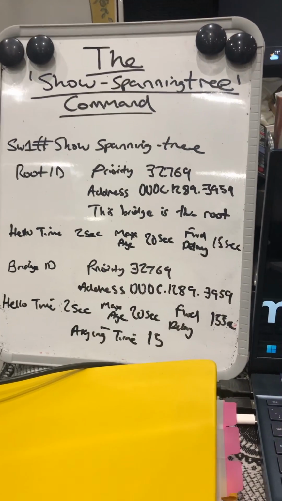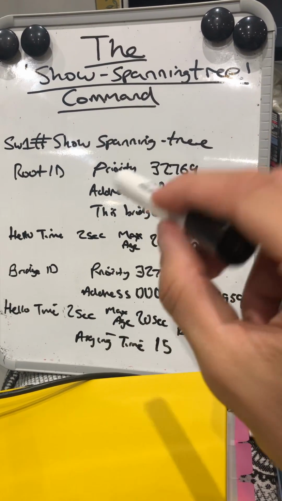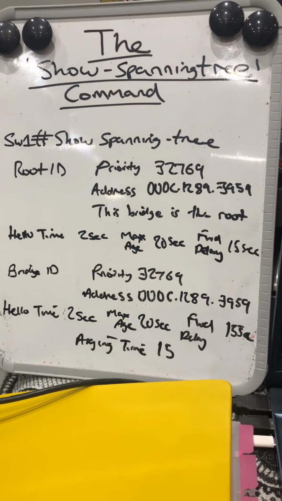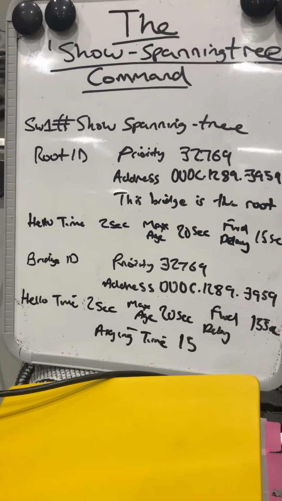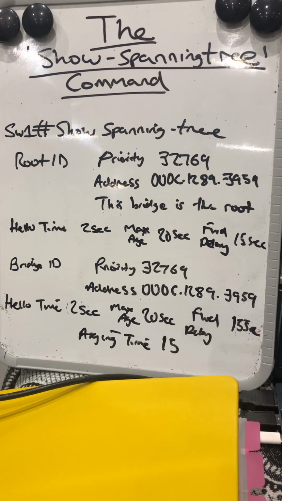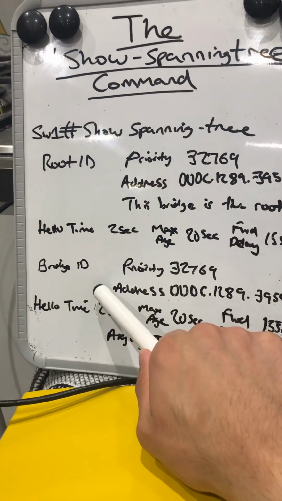Hi guys, in this video I'm going to be discussing the show spanning tree command. So show spanning tree is the most rudimentary spanning tree command that we have for finding out spanning tree information. It's just important that we understand what we are getting out from this command. So what you will see is a root ID and a bridge ID.